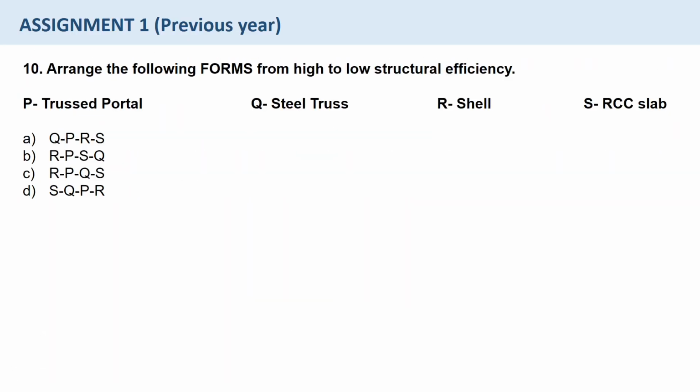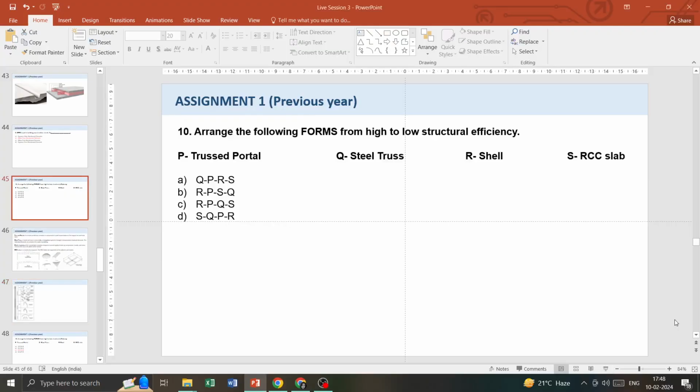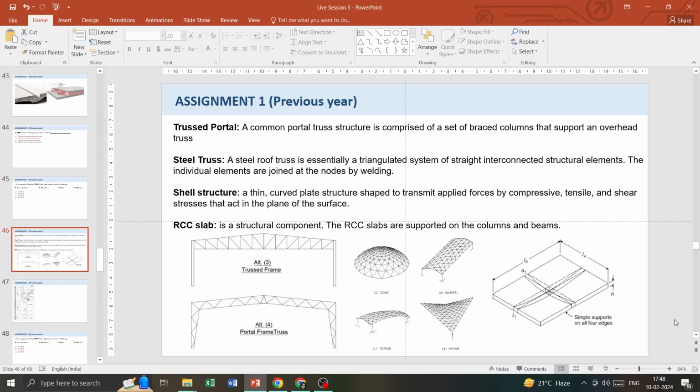Our question was, arrange the following forms from high to low structural efficiency. So we first have to see which one is the highest. Our options are trussed portal. So I have added one image of a trussed portal here. Trussed portal means a common portal truss comprised of a set of braced columns that support an overhead truss. So what happens in a trussed frame is that there are columns and then there is a truss over it. And in a portal frame truss, the columns are also braced, that is, the columns also have braces.